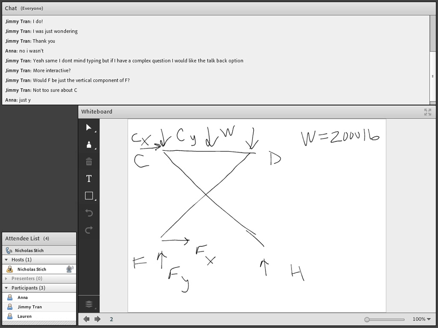We can do sum of the forces in X. I'm not sure what you mean, eliminate Fx. We know that Fx equals 0, so we can use that to find that Cx equals 0. Is that what you were trying to get at, Jimmy?